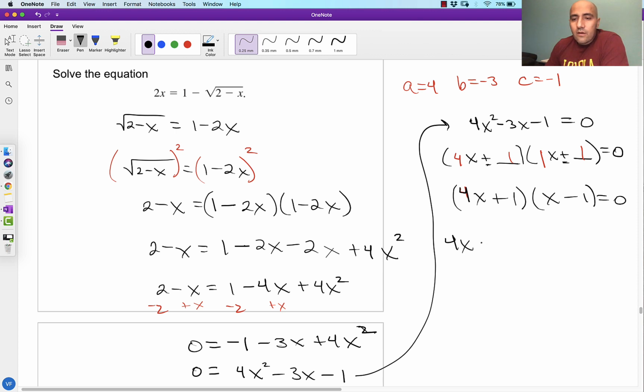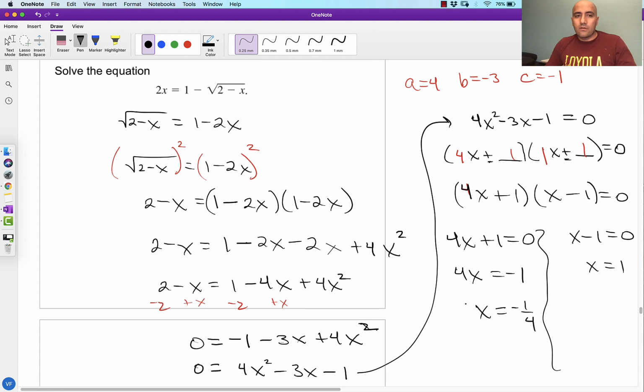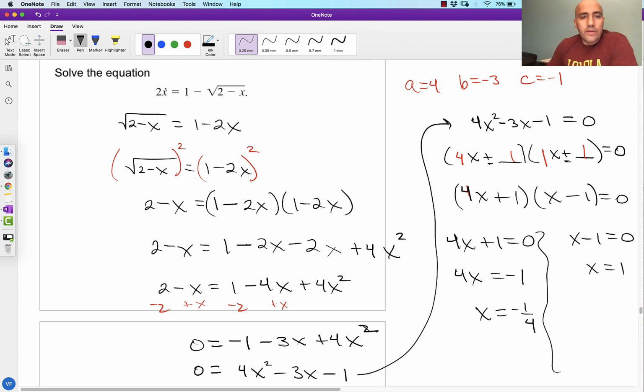So then we can separate this into either 4x plus 1 is equal to 0, which leads to 4x equals negative 1, which means x equals negative 1/4 is one solution. Or the other solution is x minus 1 equals 0, therefore x equals 1 is the other solution. And remember, we've got to check them. So we've got to come back over here and determine if it's in fact true that these guys give us our answers. The easiest one to check is 1.